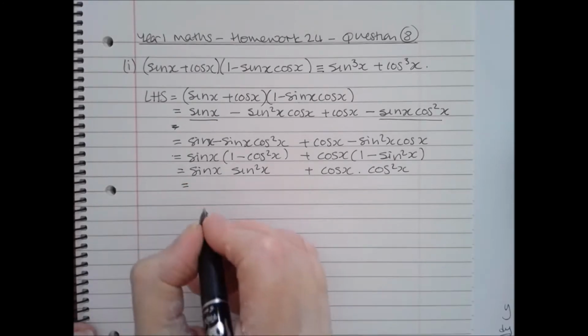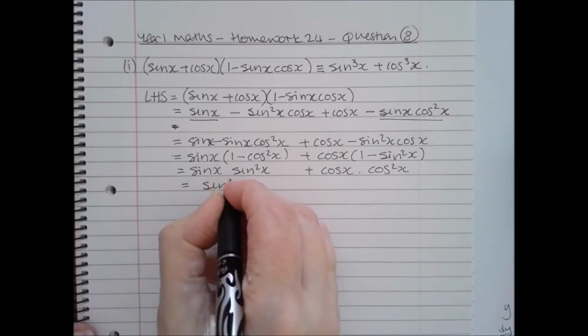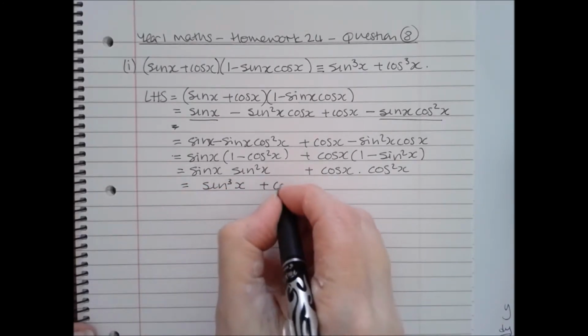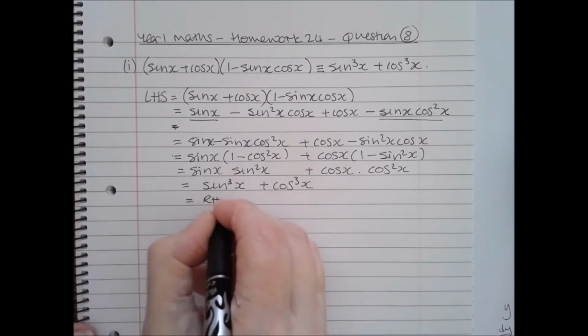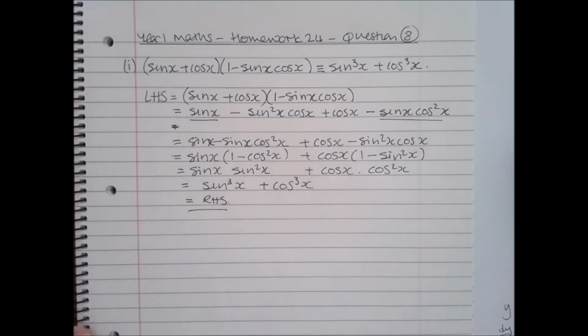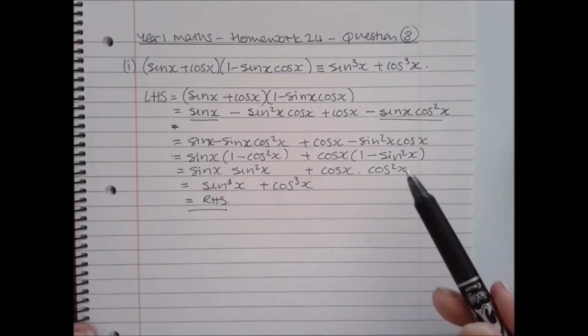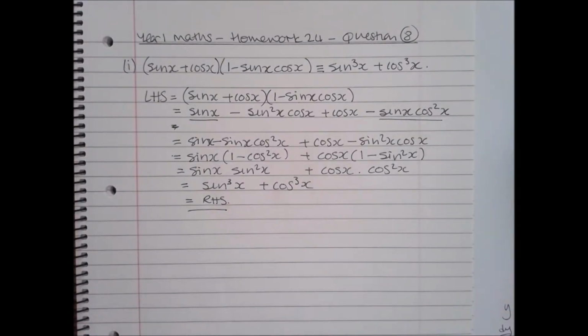So what I end up with now is sine cubed x plus cos cubed x, and this equals the right hand side. So my proof is complete. Make sure you write every single step out on these questions.